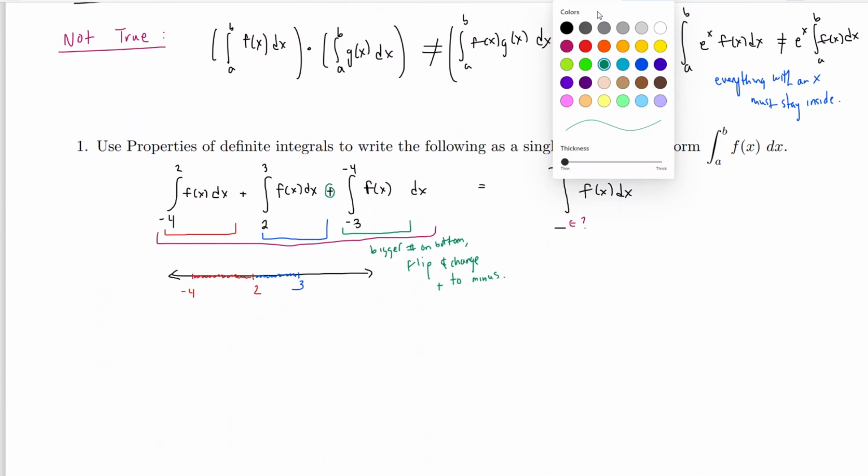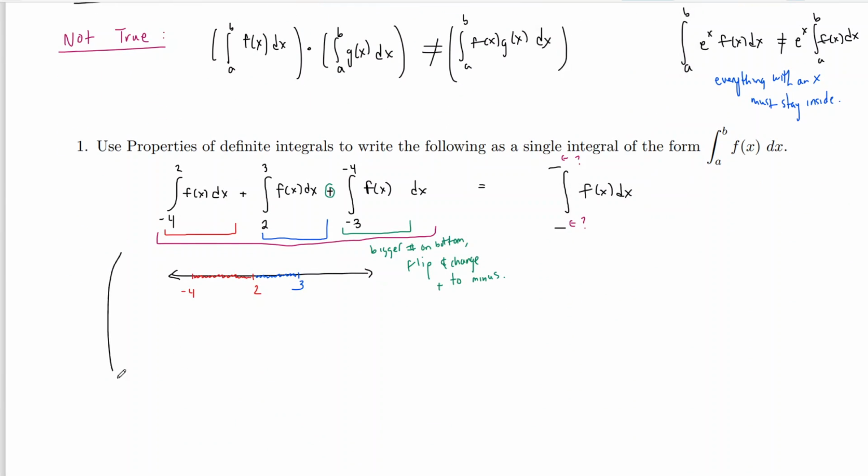All right, so I'm going to go ahead and just do that down here. Now I have -4 to 2 of f of x dx. The first two are fine, and we're not going to make any adjustments to those. These have smaller numbers on the bottom for both, but now this is a minus, and we have -4 to -3 of f of x dx.